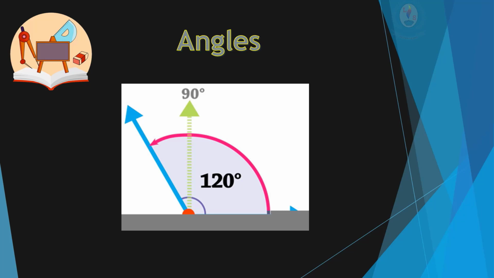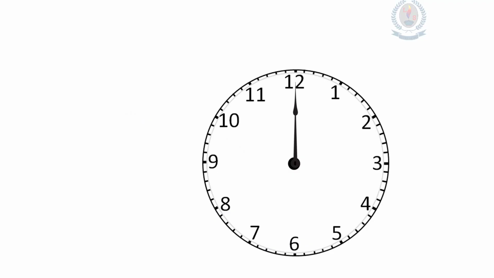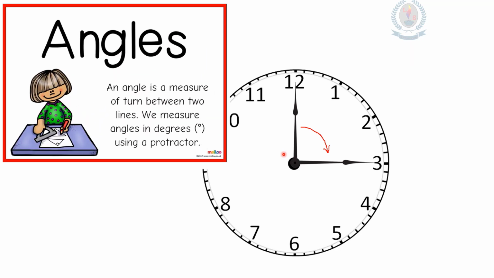Now we are going to discuss the next part of the lesson, angles. Can you see the second hand of this clock face and see how it moves from one position to another? Did you see there's a space created in between the hands of this clock? How do we call that space? Yes, it is called an angle. Angle is a measure of turn between two lines. We measure angles in degrees using a protractor.